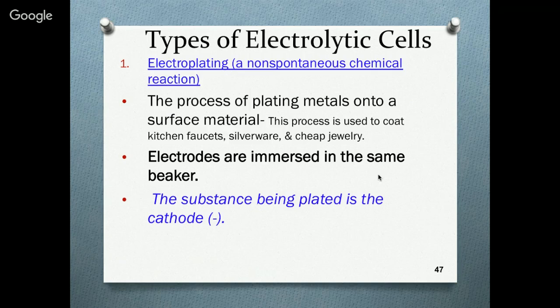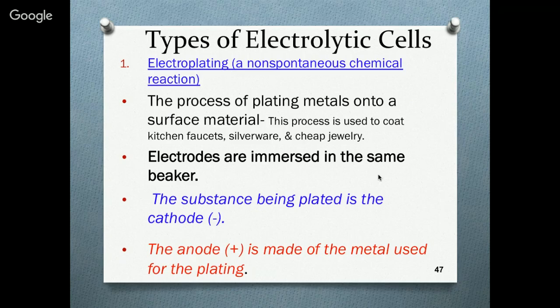And as far as examples of electrolytic cells, you might have done an activity or lab where you saw electroplating, again, a non-spontaneous reaction, so you would have used a metal. This is a process where you can plate a metal onto another material, like we've seen this in kitchen faucets, silverware, and some cheap jewelry like you get at the grocery store. You could identify an electrolytic cell because the electrodes are both in the same beaker. The substance that's being plated is always going to be negative. That's the cathode.